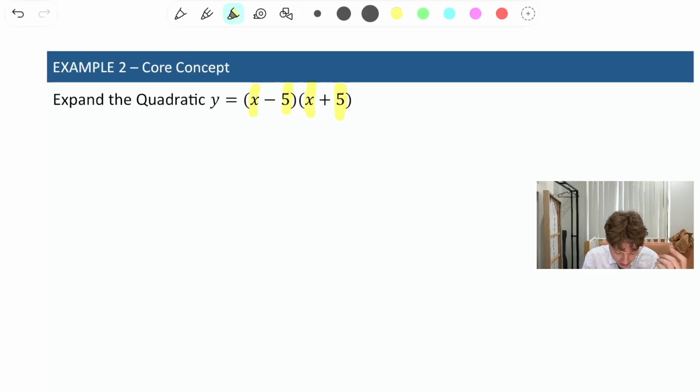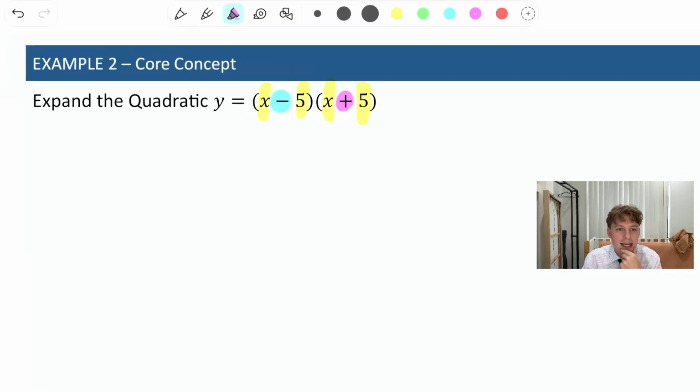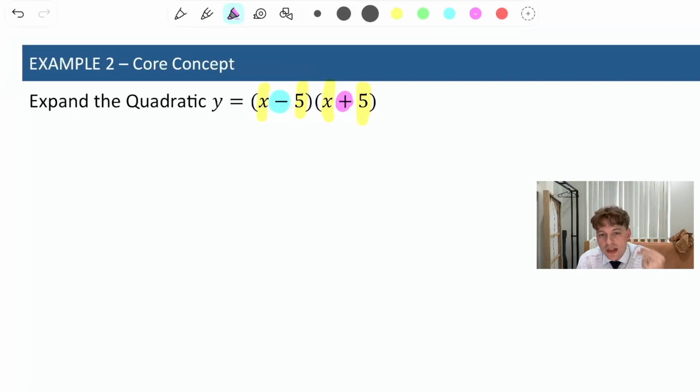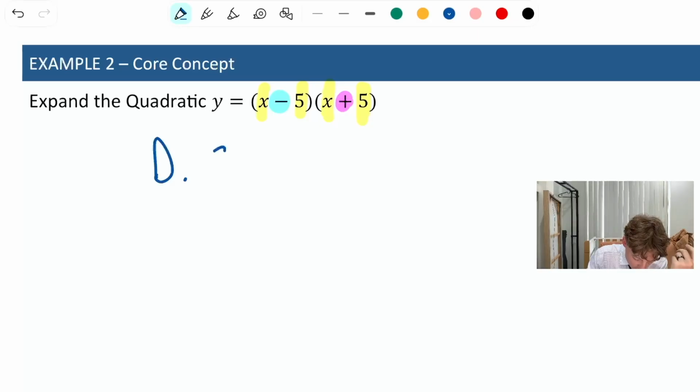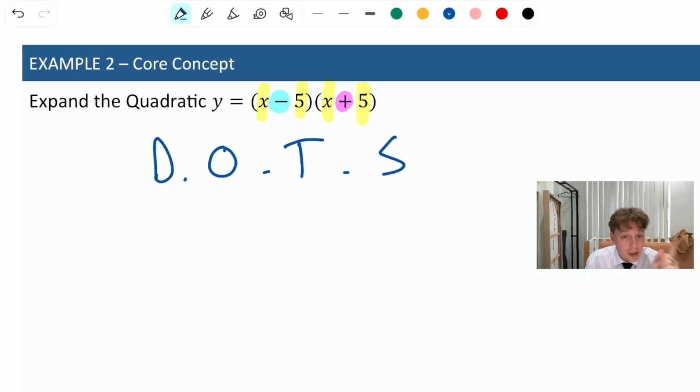Now, the only difference is that I've got a negative here, or a minus sign, and I've got a positive term here, or a plus sign. I'll zoom in a little bit so we can see that nice and clear. So this has got a name. We typically refer to this as the difference of two squares, or DOTS.